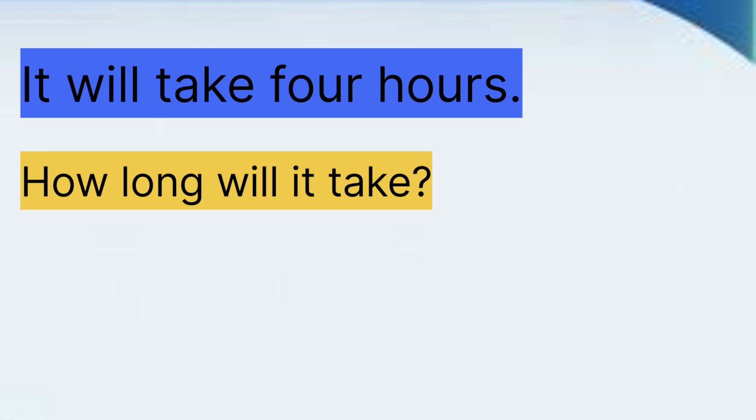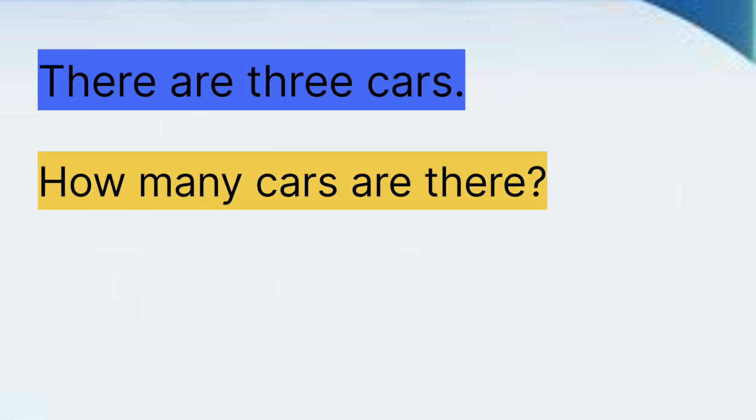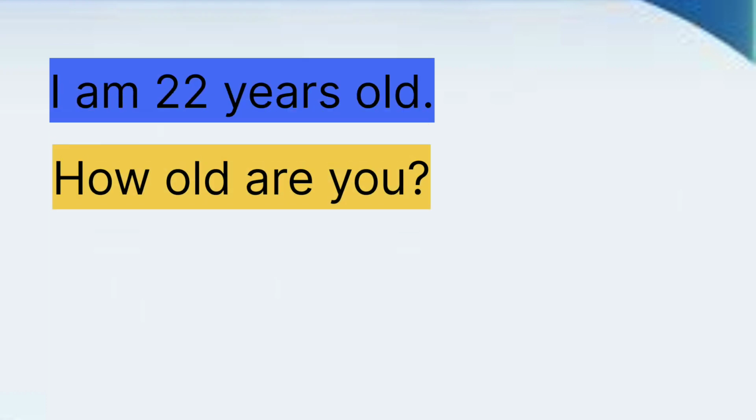Next example. There are 3 cars. The underlined part is 3 cars. Let us frame WH question to get the underlined part as an answer. It is all about countable nouns. So, how many is an appropriate WH word? How many cars are there? Question mark. Next example. I am 22 years old. The underlined part is 22 years old. As the underlined part is all about age, so how old is an appropriate WH word? The answer is, how old are you? The structure we have followed is WH word plus helping verb plus subject. At the end, question mark.